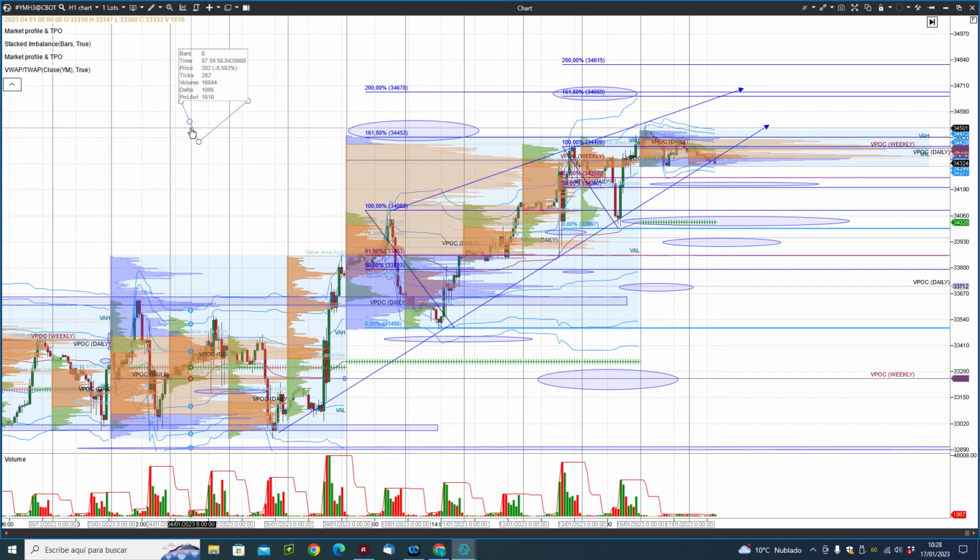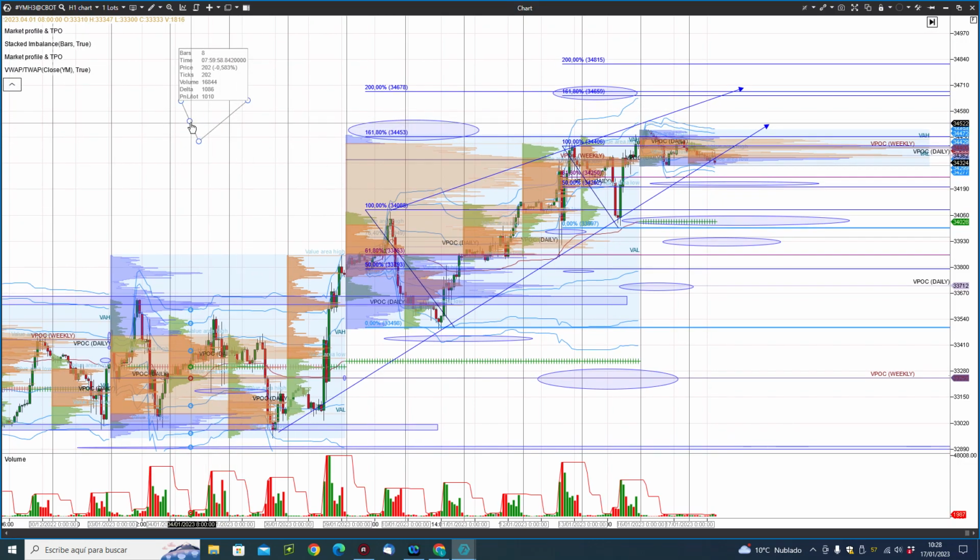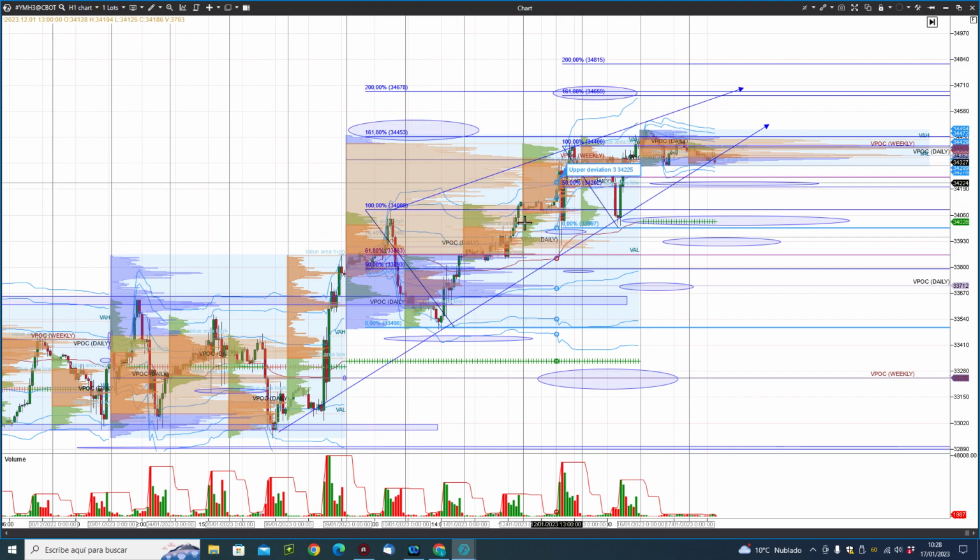Hi, welcome to the daily analysis, intraday analysis of some instruments with volume profile, price action, auction theory. Today is January 17th. Let's start with Dow Jones.